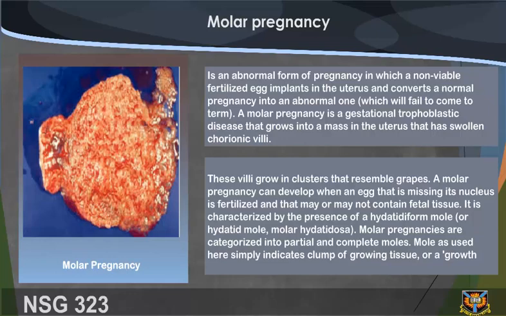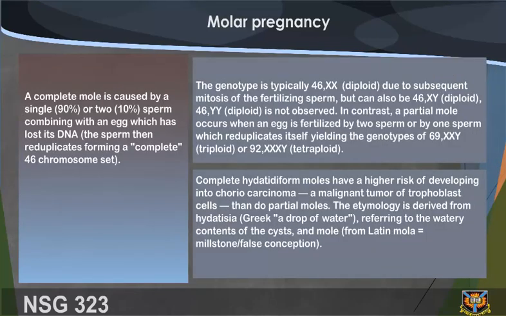Molar pregnancies are categorized into partial and complete moles. Mole, as used here, simply indicates a clump of growing tissue or a growth. A complete mole is caused by a single sperm (90%) or two sperm (10%) combining with an egg which has lost its DNA. The sperm then reduplicates, forming a complete 46 chromosome set.